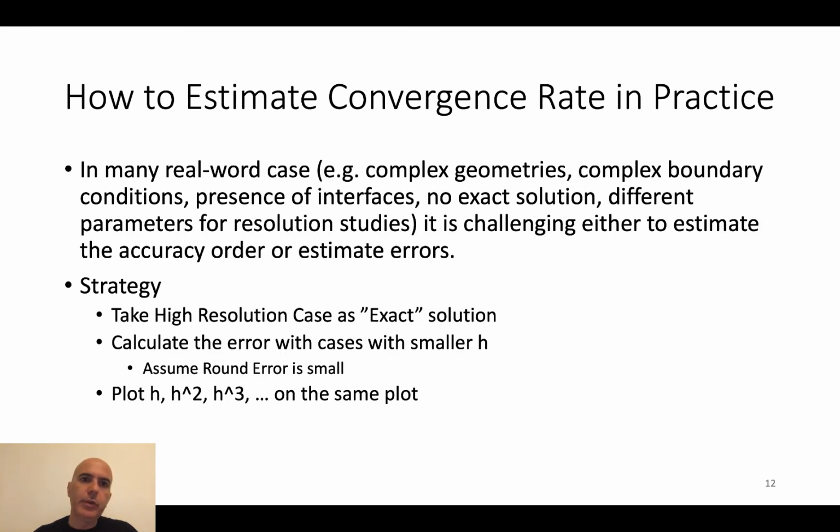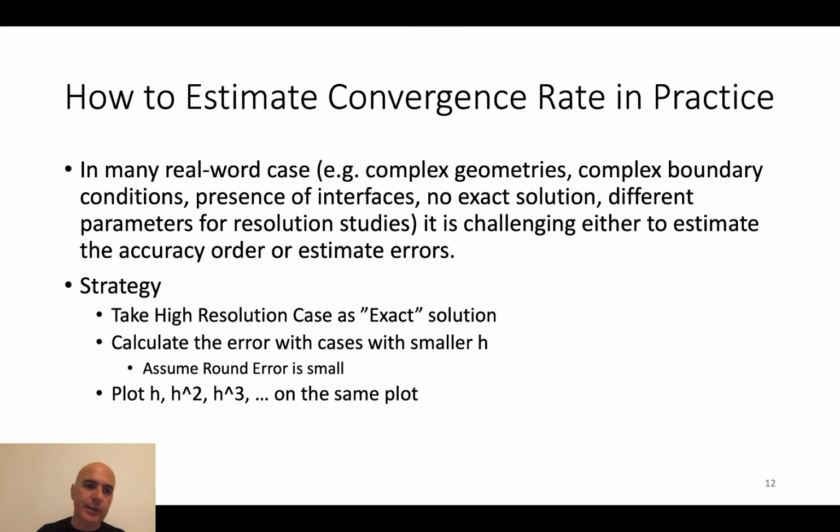So how do we estimate the convergence rate in practice? Well, in many real-world cases, for instance, when we have complex geometries, complex boundary conditions, presence of interfaces, and no exact solution, it's challenging to estimate the accuracy or the errors, right? The example we saw is quite similar to calculating the truncation error, basically truncating our expansion at a certain point to say, well, this is the truncation error. In many cases, it's not really possible.